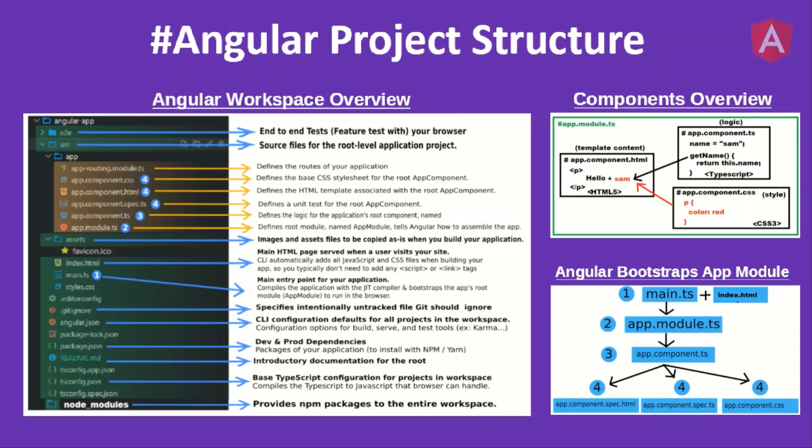tsconfig.json contains the base TypeScript configuration. It is used by the compiler to compile TypeScript to JavaScript that the browser can understand. Node module folder contains all npm packages installed with npm or yarn.